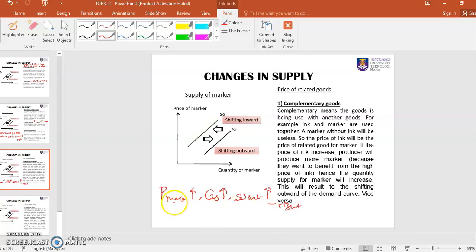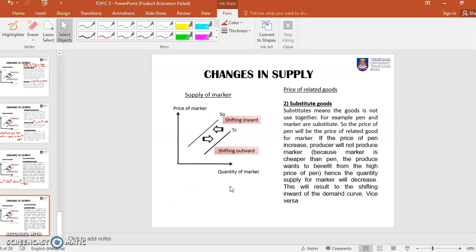Okay, bila harga marker mahal, you as a supplier, you akan supply lagi banyak marker. Then supply of ink also increase. So supply curve shift to the right. Okay, sebaliknya lah. Bila harga marker rendah pula, sebaliknya lah effect dia. Substitute goods. Substitute means the good is not used together. For example, pen and marker are substitute. So the price of pen will be the price of related good for marker.